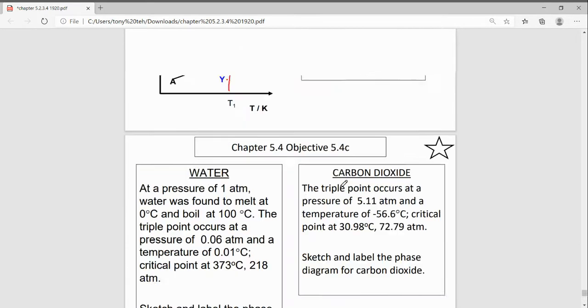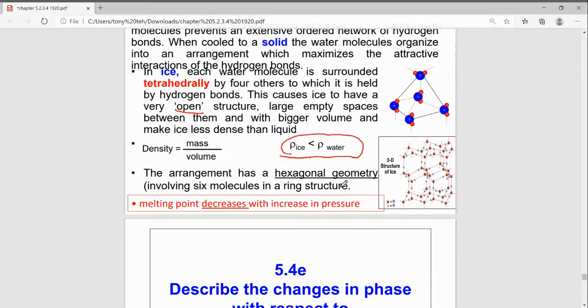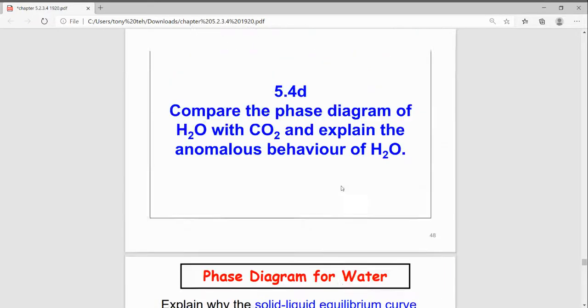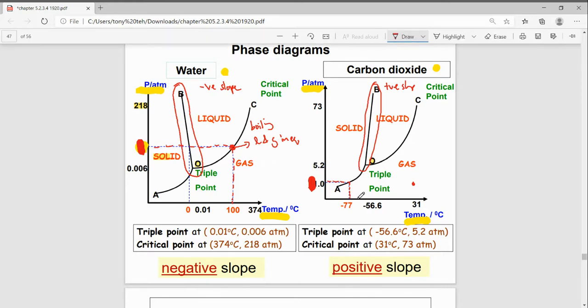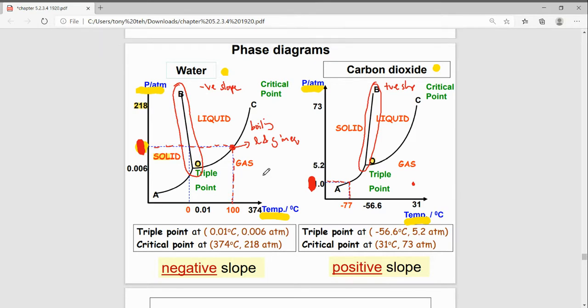Okay, so let's look at the phase diagram again for water and carbon dioxide. Remember one more thing: 1 atm you must label, but remember for water, the triple point is below 1 atm, and for carbon dioxide it is above 1 atm. So remember, you can use the phase diagram to determine which phase the compound is in at a certain pressure and temperature. Another use is to find the equilibrium. Okay, so that's all for phase diagram.